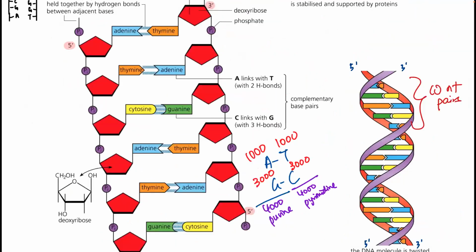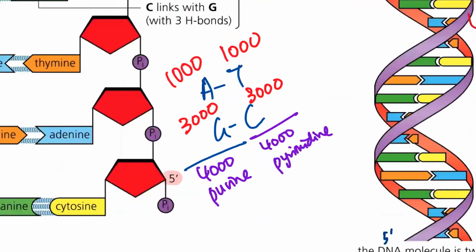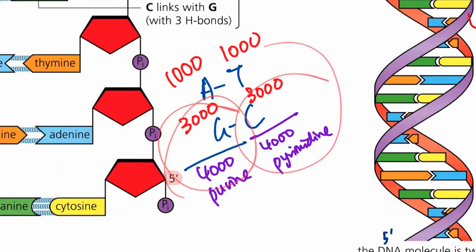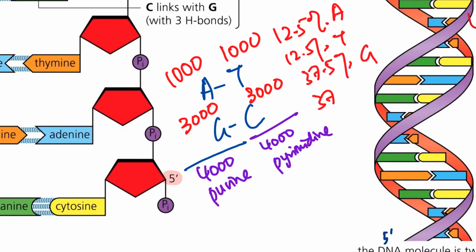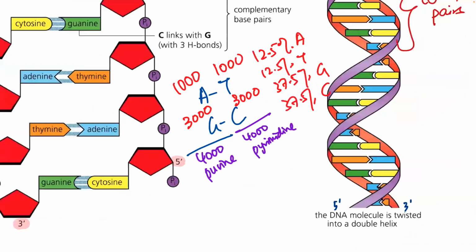And of course, we will also know that the percentage proportion of A will be equal to the proportion of T, and the proportion of G will be equal to the proportion of C. If you look at this, for example, you have 12.5% of A, 12.5% of T, and then 37.5% of G, and 37.5% of C.